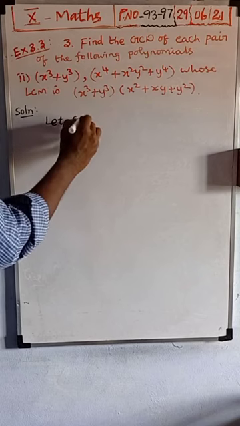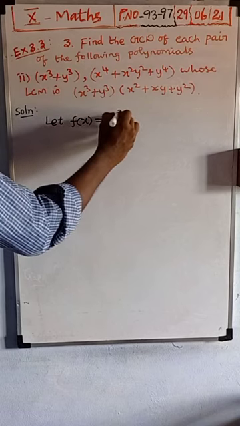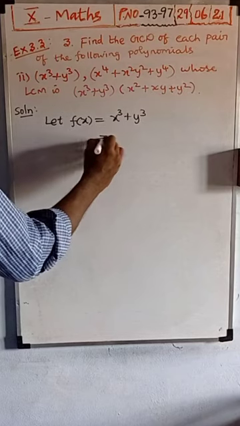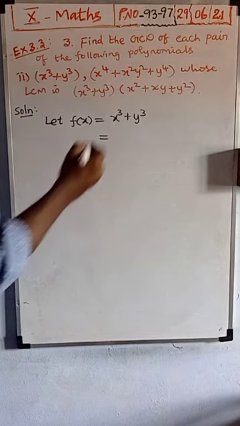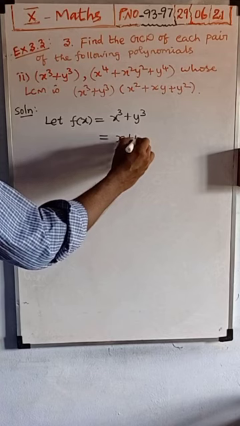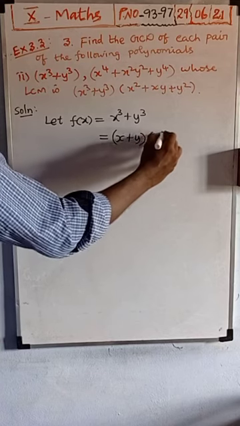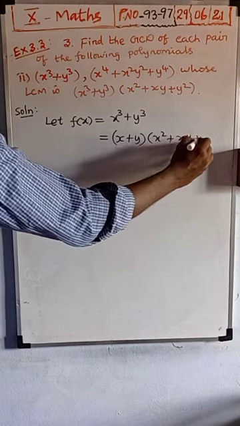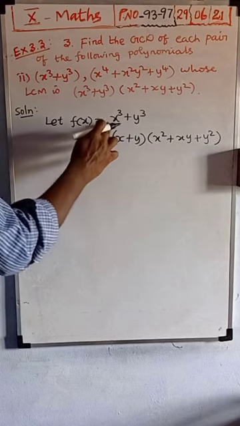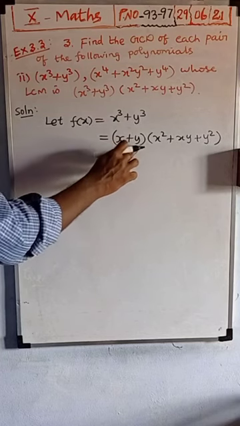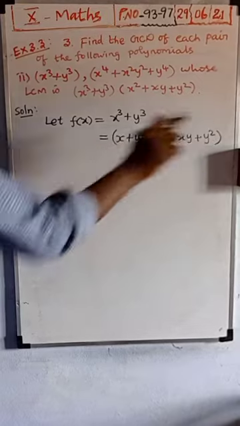Let the first polynomial f of x be equal to x cube plus y cube. So we know the formula. Yes, this is the a cube plus b cube formula: a plus b into a square minus ab plus b square. Okay, use the formula a cube plus b cube.